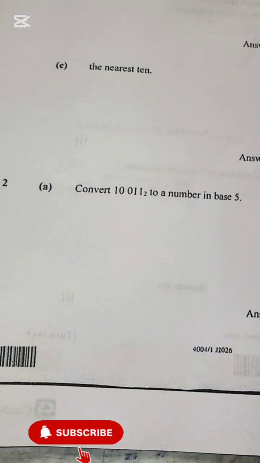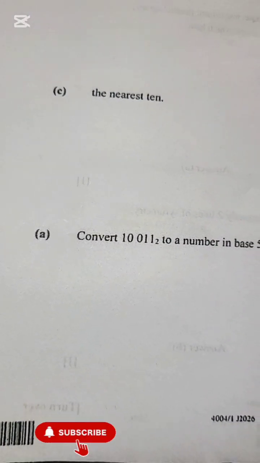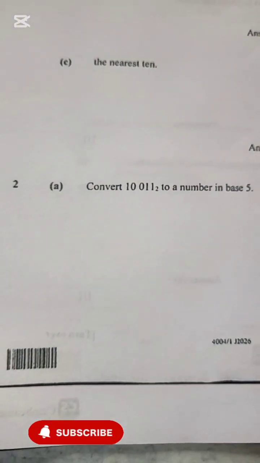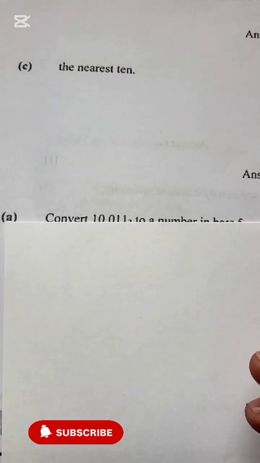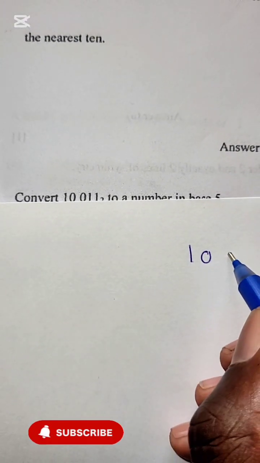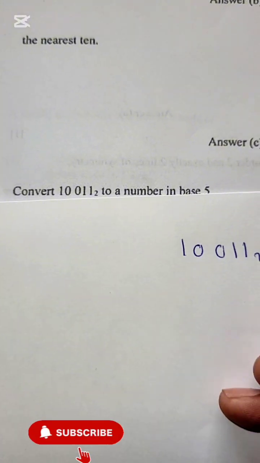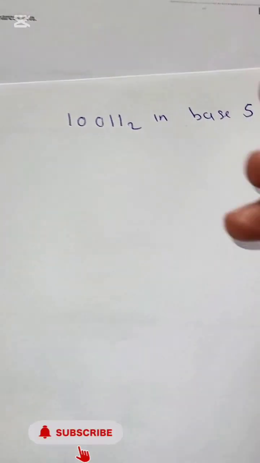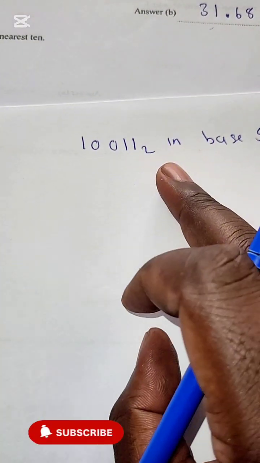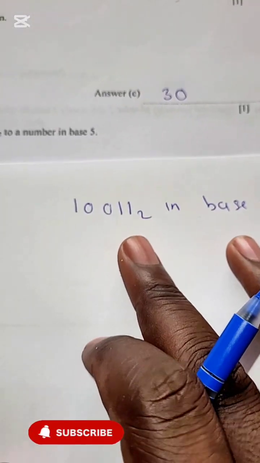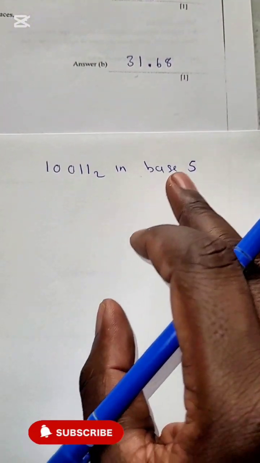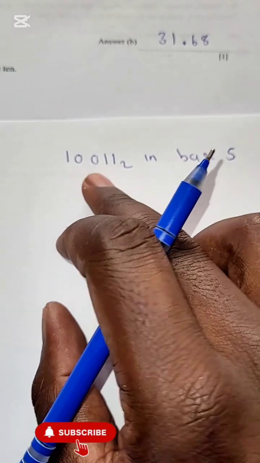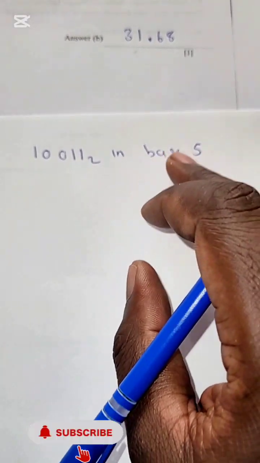Then another one here, it says convert 10011 base 2 to a number in base what? In base 5. Okay. So let me write it here. 10011 base 2 in base what? In base 5. Okay. Are we still together? So the first stage right here is to express this number as a number in base 10. Then we'll find it in base what? In base 5. So the first stage is to express it in base 10, then from base 10 to base 5.